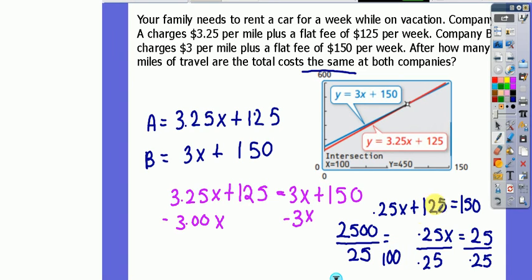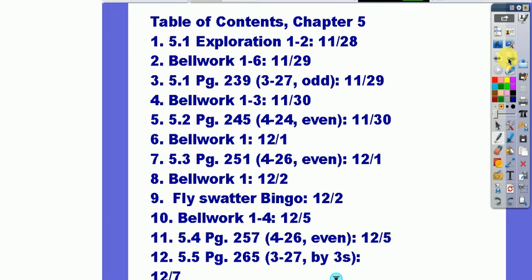All right. For those of you that are gone and you're watching this video, or for those of you that weren't gone and you want to know your table of contents, this is your updated table of contents. Item number 12 is the newest item on your table of contents. 5.5, page 265, 3 through 27 by 3. So what that means is 3, 6, 9, 12, 15, etc. I want to give you the odds so that you can check your graphs, and that will be it for your homework tonight. Please make sure your table of contents is updated. That is due the day of the test on the 15th of December.